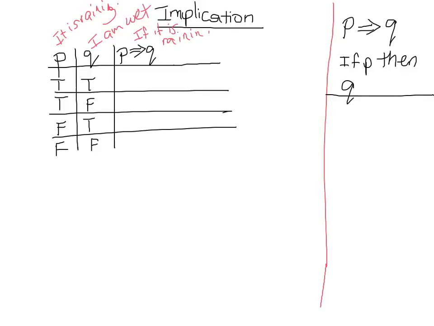Now, this one can get a little tricky. So we can definitely prove one of them false right away. If we look at the second row, it's true that it's raining, but it's false that I am wet. So the statement, if it is raining, then I am wet, cannot be true because there's proof right there that it's not true. It's raining, but I'm not wet. So that one is false.